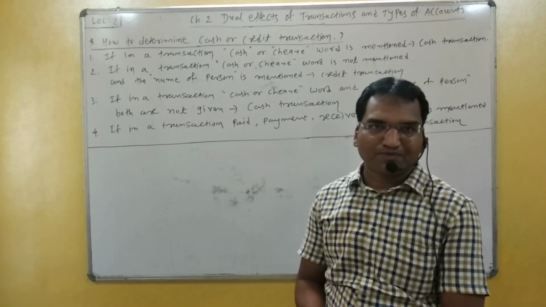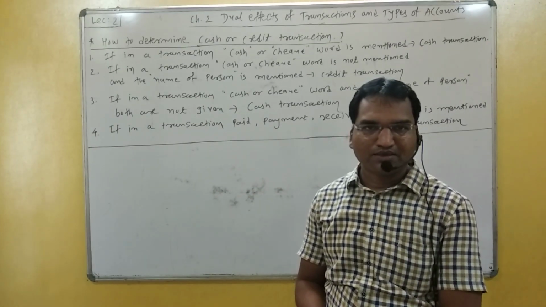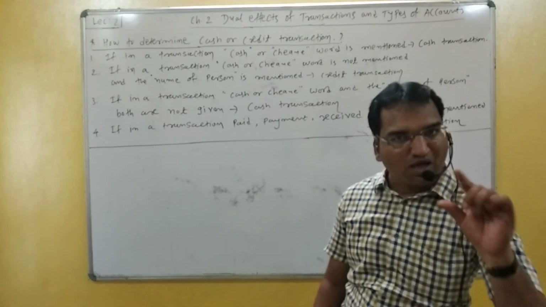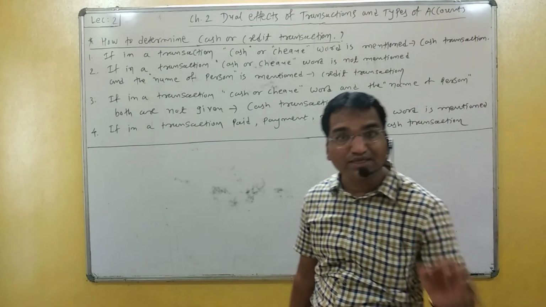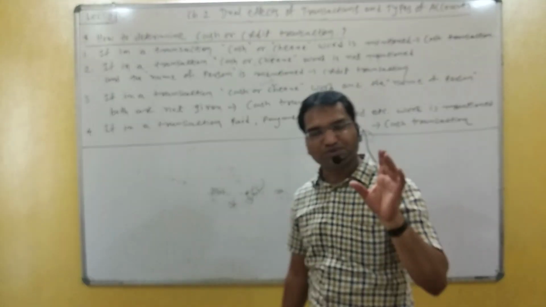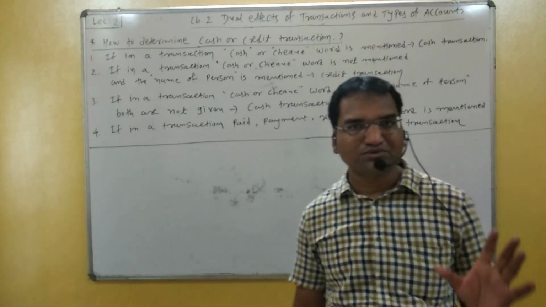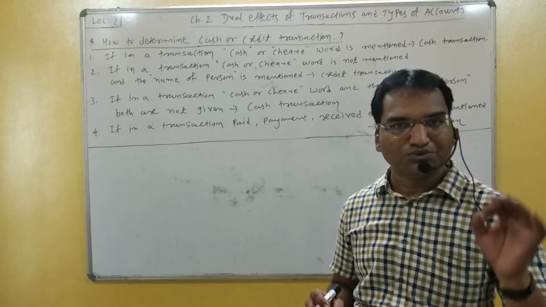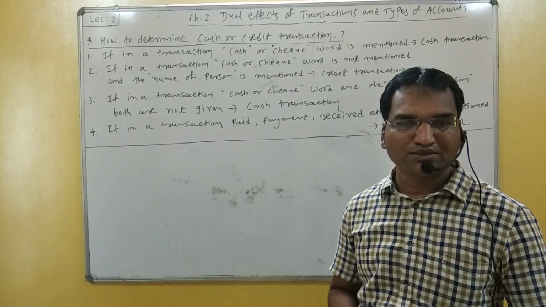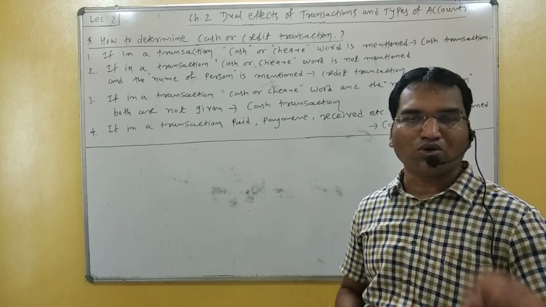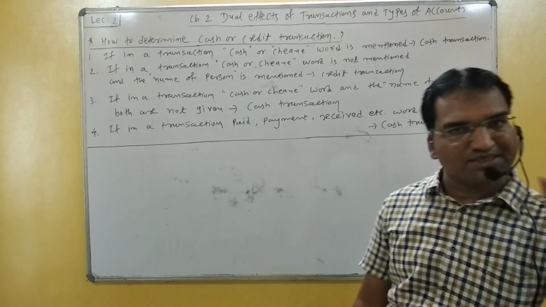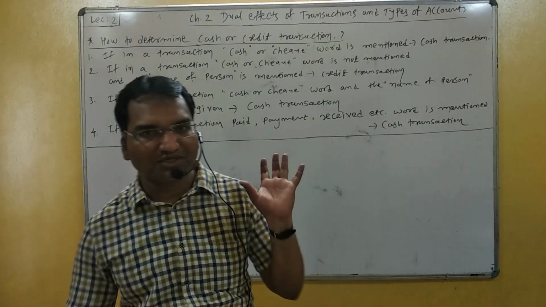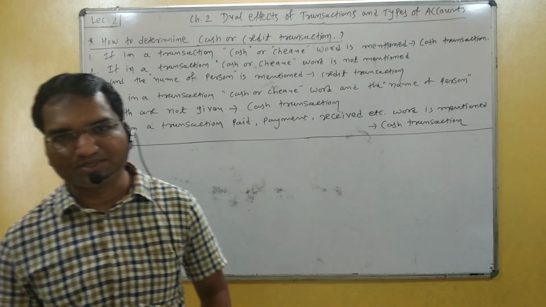But students, in accounting it is very important to learn how to determine cash transactions and credit transactions. So in this lecture we are going to learn some golden keys to determine whether an accounting transaction is cash or credit. So let us start, one by one, the keys or rules of determination of cash and credit transactions.